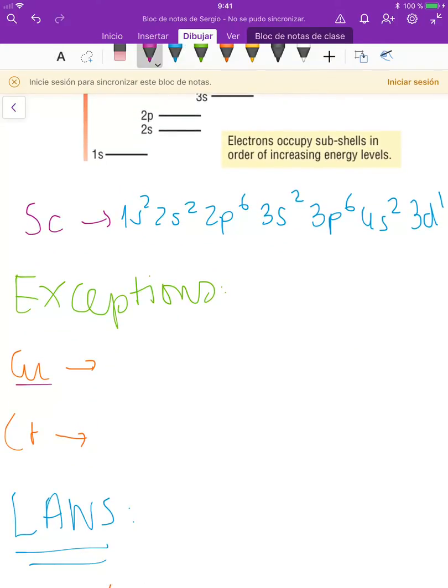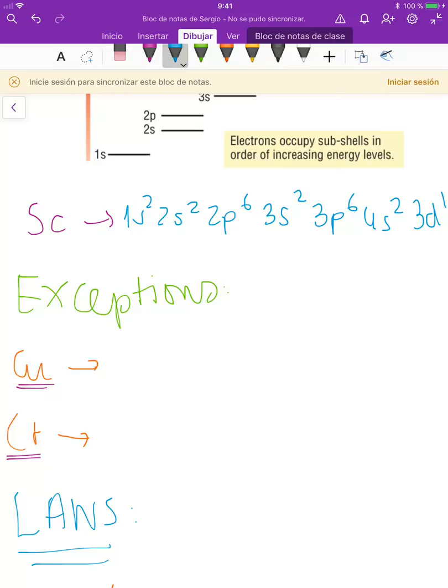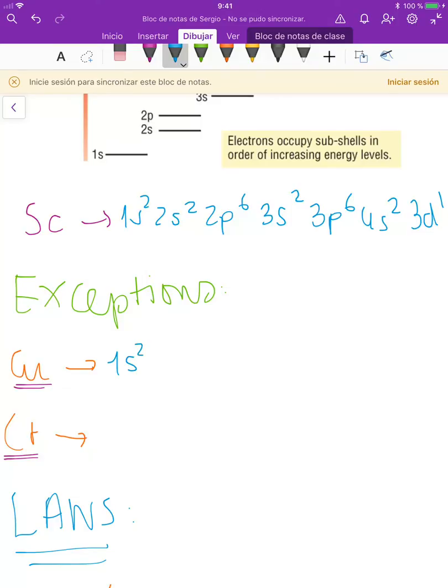With copper, for example, or with chromium, one electron from the 4s subshell moves to the 3d. So the following are the electronic configurations of copper and chromium. Copper is 1s2, 2s2, 2p6, 3s2, 3p6, 4s1, and 3d10. Later on, we'll talk about why these exceptions occur, which relate to ionization energy, stability, and so on.